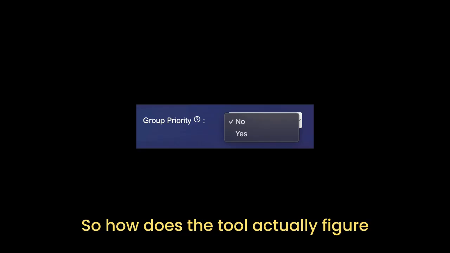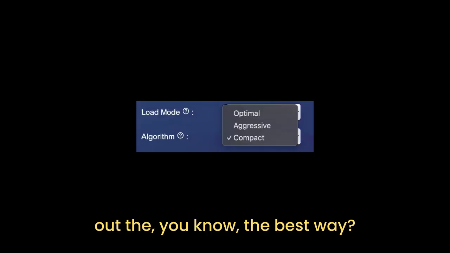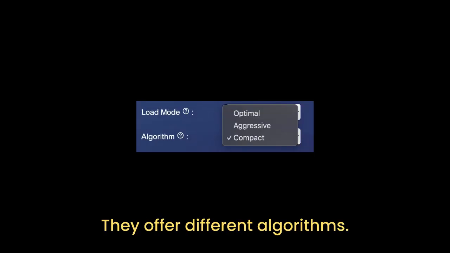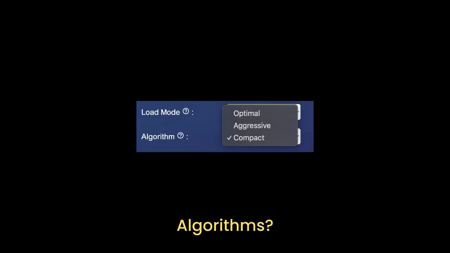So how does the tool actually figure out the best way? Are there different calculation settings or something? Yes, good question. They offer different algorithms you can choose from. Algorithms? Yeah, basically different ways the computer thinks about the problem.